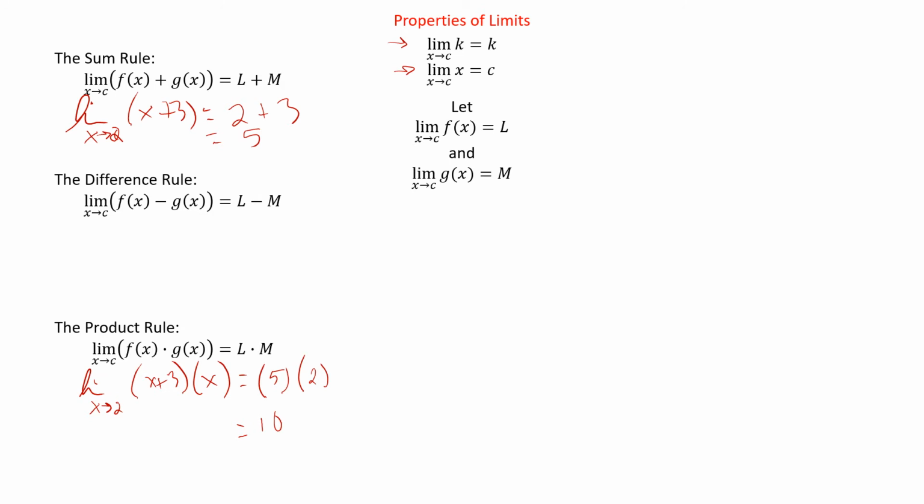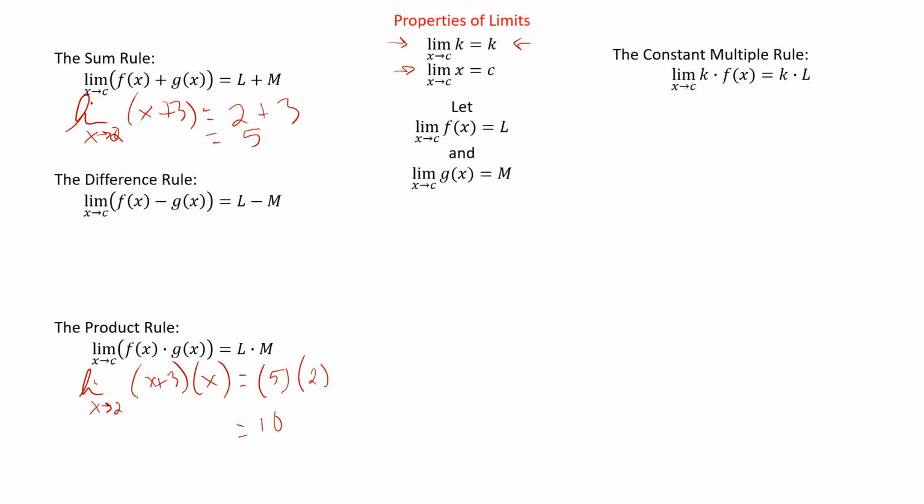Most of the time when you're using these, you're not really going to be thinking about them. You're just going to do them. It's kind of like the properties of equality when you are solving an equation. The constant multiple rule. That's if we have a constant times a function. The limit is just the constant times the limit of the function. We could use this top one and use the product rule, so this is kind of redundant.